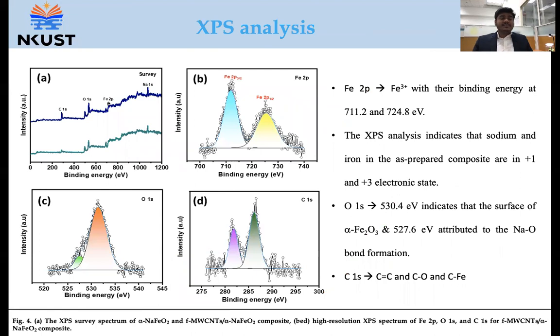We also analyzed the XPS spectrum of the catalyst. The survey spectrum shows the presence of carbon, oxygen, iron, and sodium. Figure B shows the Fe 2p peak, C shows the oxygen O1s spectrum, and D shows the C1s spectrum. In the O1s spectrum, the alpha ferrite and sodium-oxygen bond formation is confirmed, and the C1s spectrum shows the presence of C=C, C-O, and carbonyl compounds at their binding energies.